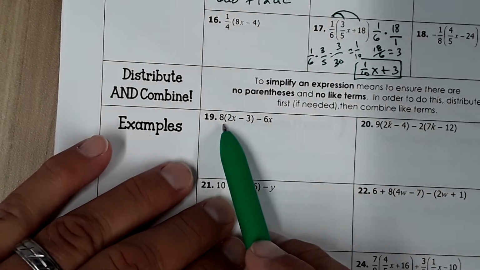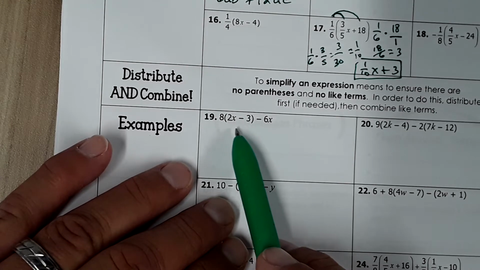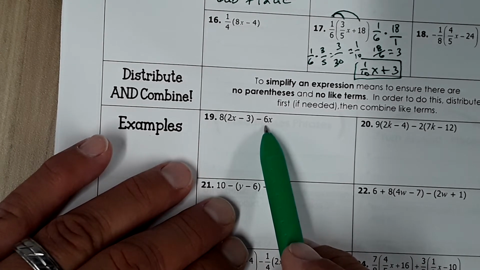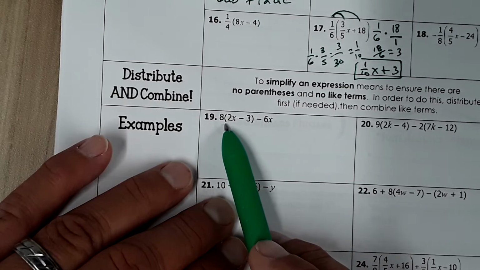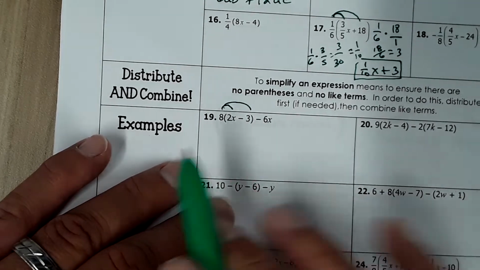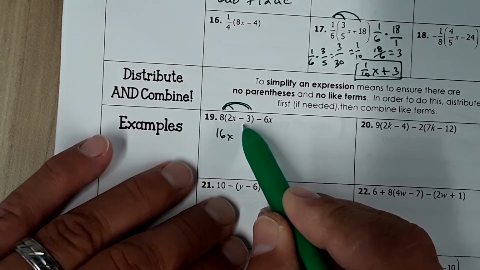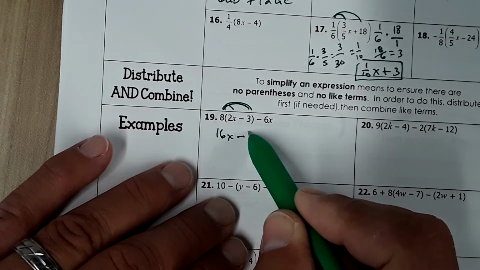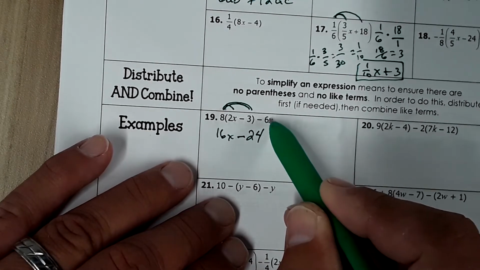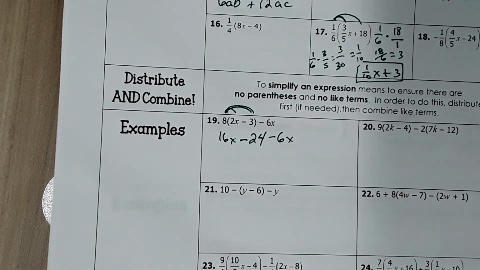So if I look at number 19, this 8 is outside the parentheses. So that 8 is what's going to be multiplied times everything inside the parentheses one at a time. Now notice this minus 6x is not in the parentheses, so it is not part of the distribution of the 8. So I'm only going to multiply the 8 times what's on the inside of the parentheses, and that's it. 8 times 2x is 16x, and 8 times negative 3 is negative 24, and I can represent that negative with a subtraction sign. And now since I'm not distributing that 8 to the negative 6x, I'm just going to bring that down. I would be finished.